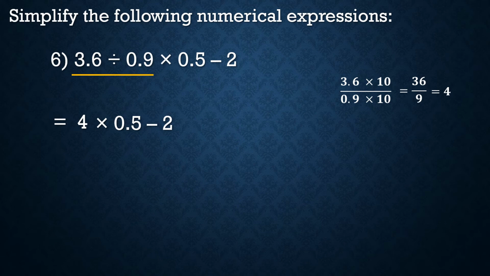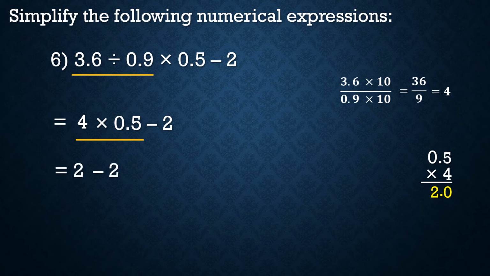Now tell me, according to DMAS, what we have to solve first? Multiplication or subtraction? Yes, multiplication. So do the multiplication. 0.5 multiplied by 4. Multiply the numbers ignoring the decimal point. 4 5s are 20. Now tell me how many digits after decimal in 0.5? Yes, 1. So count one digit from the right and put a decimal. So we get 2.0. That means 2.